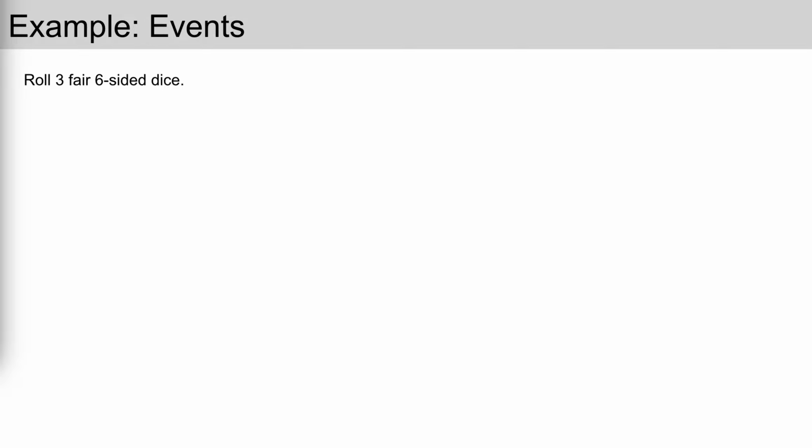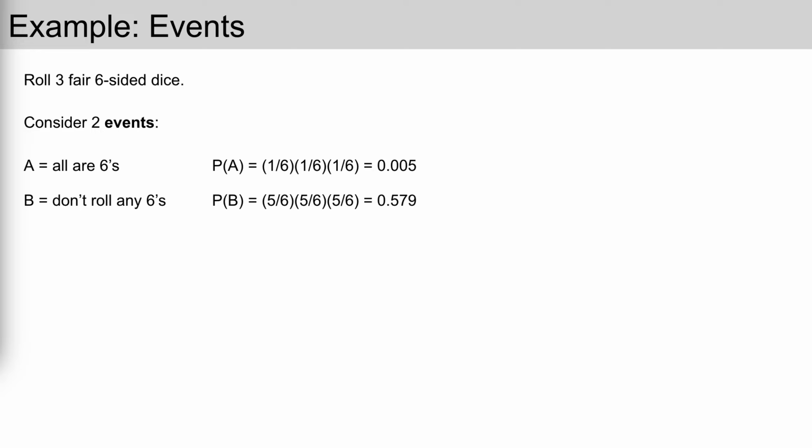Up until this point, we've focused on possible events associated with such an experiment. For example, we might be interested in the event A that we roll all 6s, or event B that we don't roll any 6s. And we can express the uncertainty in these events by calculating their probabilities.